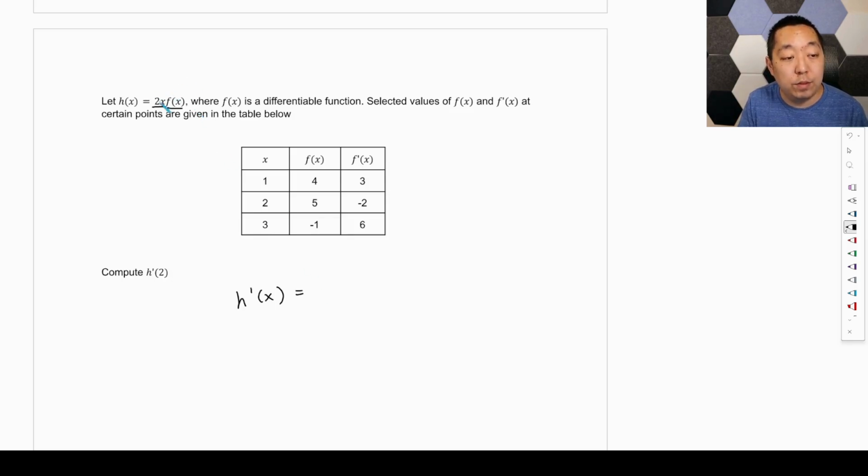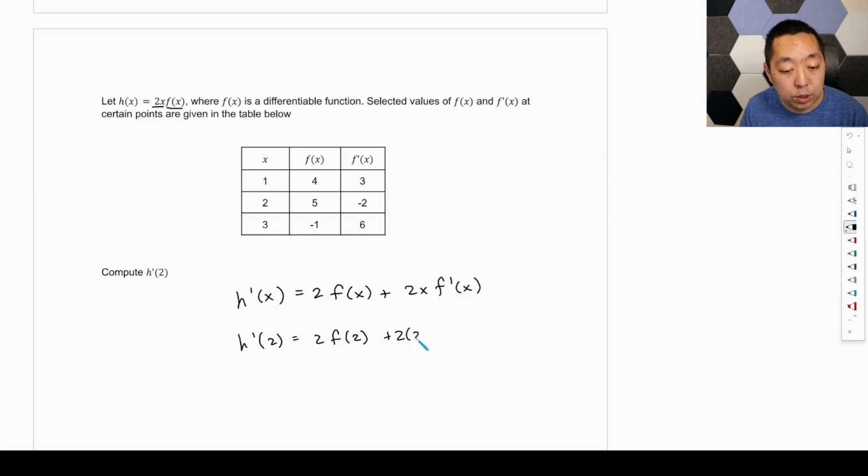So we do the derivative of 2x, which is 2, times f of x, plus 2x, this unchanged, times the derivative of f of x, which is just f prime of x. So then we plug in 2 here. It's going to be 2f of 2 plus 2 times 2, f prime at 2. Right? And so what's f of 2? F of 2, look at the table, that's 5. So this value here is 5.